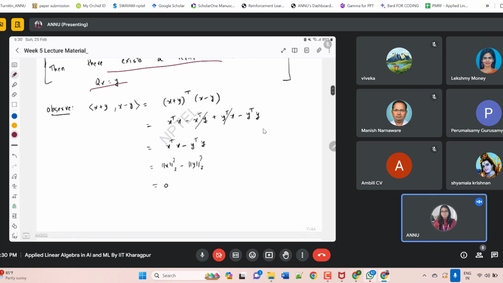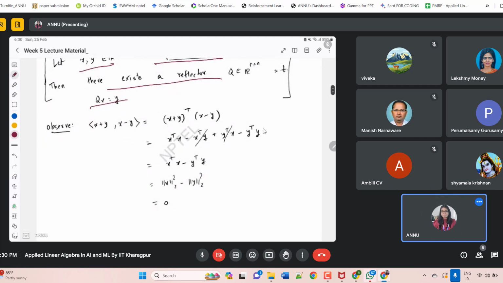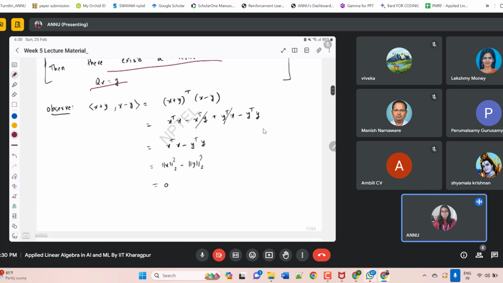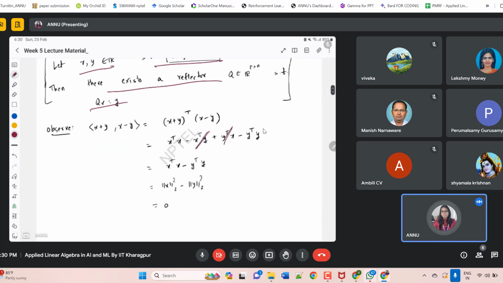So if you calculate the inner product when mod of x is equal to mod of y, then this particular thing is 0. If you split it out, x transpose x minus x transpose y plus y transpose x minus y transpose y. We know the inner product can be written commutatively, so these cancel. This is mod of x square minus mod of y square, which is equal as we have assumed. Then this is 0.